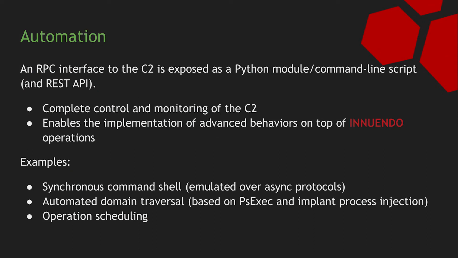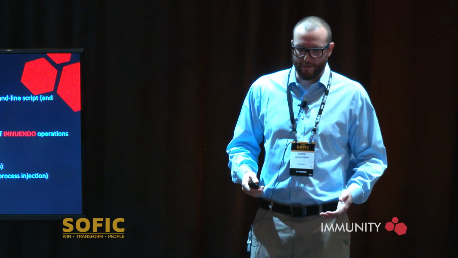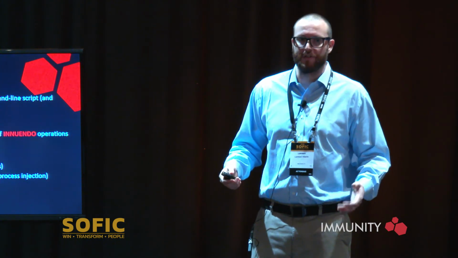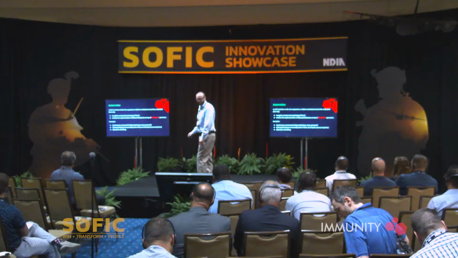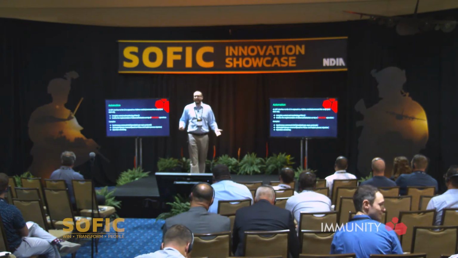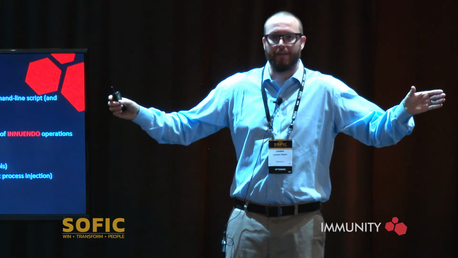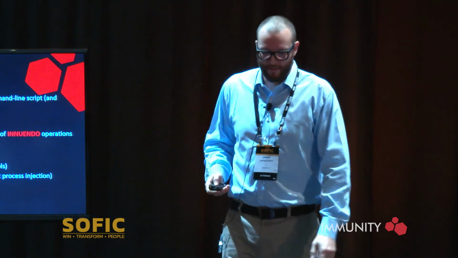Like I said, the C2 is fully RPC scriptable, which means you can do pretty sophisticated behavior on top of the Innuendo framework using the operations. You can do if this, then that type stuff. So an example of that is monitoring process events, saying like, if process A appears, launch operation B, and you can get arbitrarily complex with that.